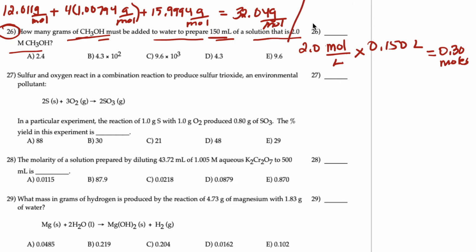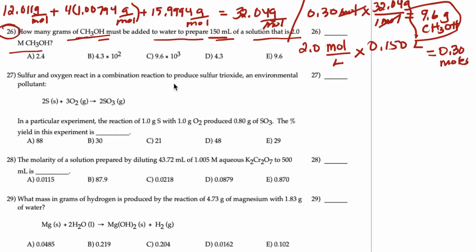So now what I do is I take the 0.3 moles and I multiply that by the molar mass, 32.04 grams per mole. The moles cancel, and we end up with 9.6 grams of methanol.